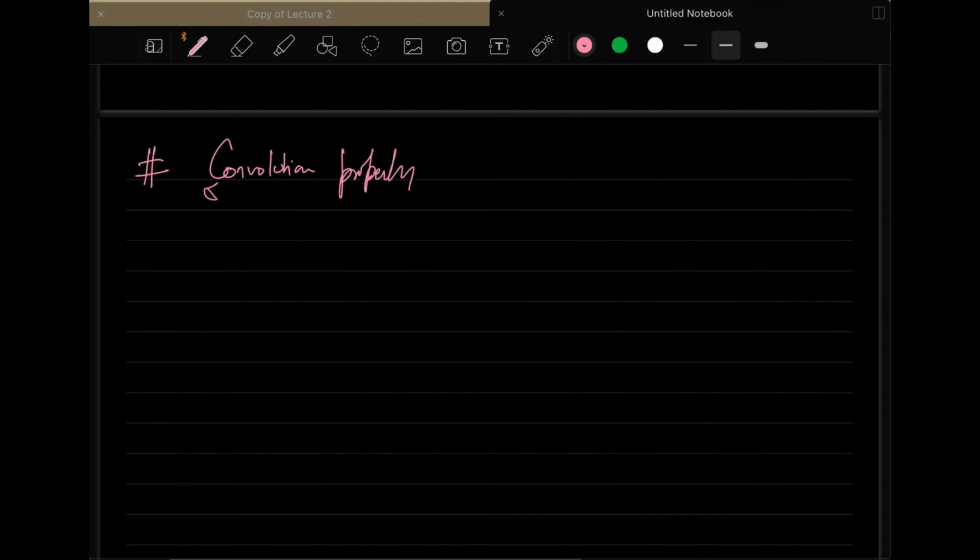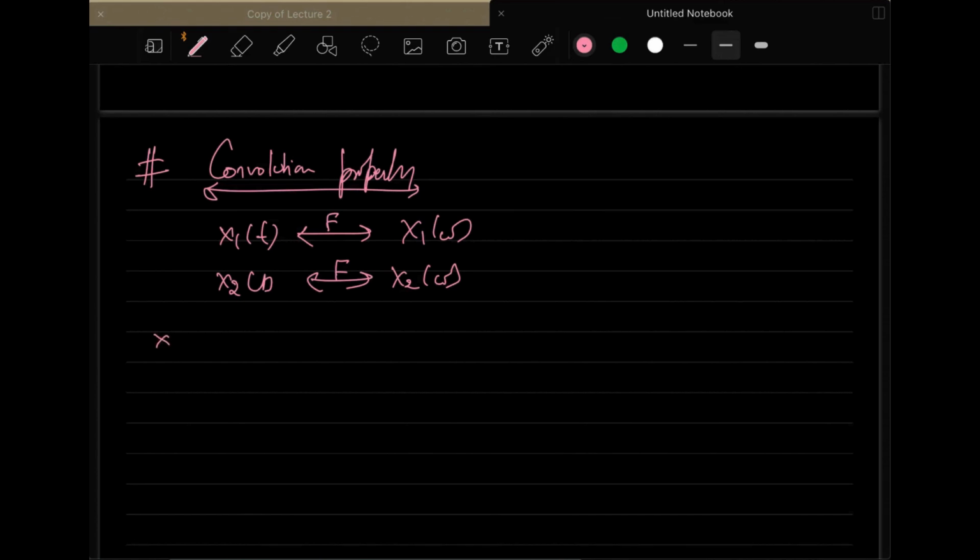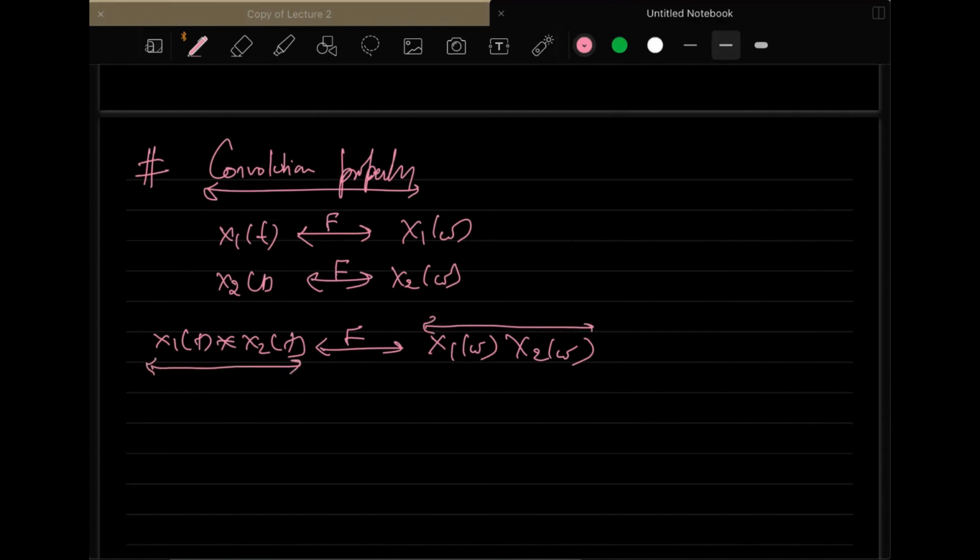What the convolution property says is that if you have x1(t), the corresponding Fourier transform of that is X1(omega), and if you have x2(t) and the corresponding Fourier transform is X2(omega), then if you convolve the two signals in the time domain and then take the Fourier transform of that, it will be equivalent to multiplication in the frequency domain.